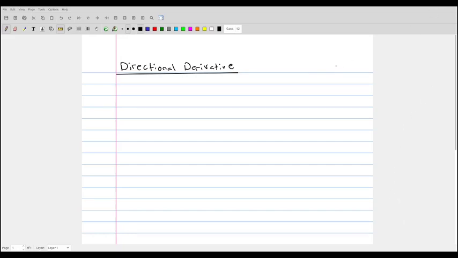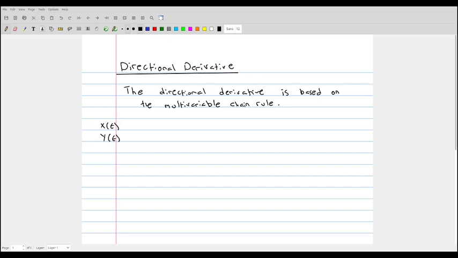Now, the idea behind the directional derivative is that it's going to be based on something we've seen before, coming from the chain rule. Specifically, we saw that if you have a curve, a parametric curve, so a curve that's parameterized by the following: you have x as a function of t and y as a function of t.